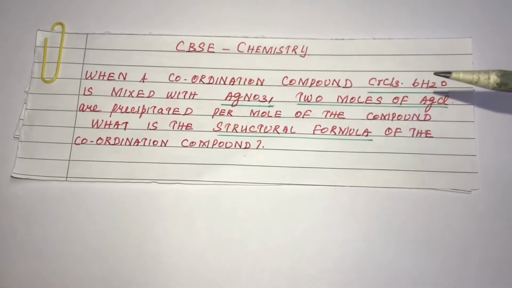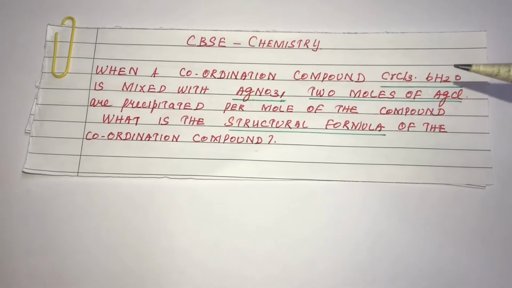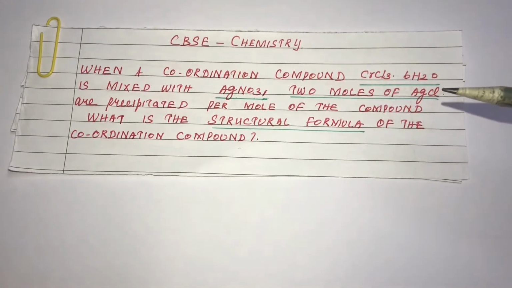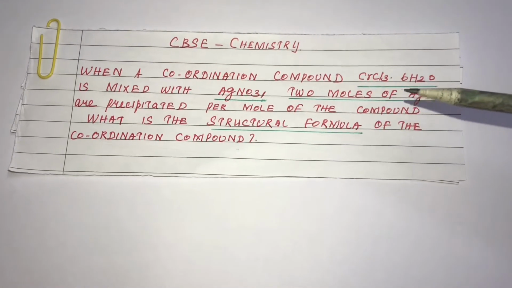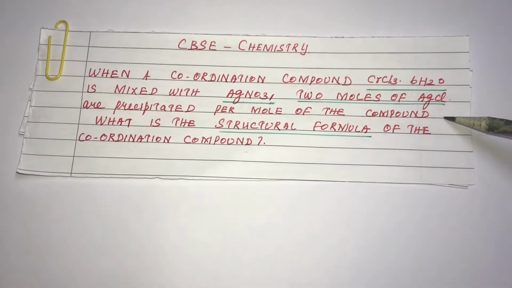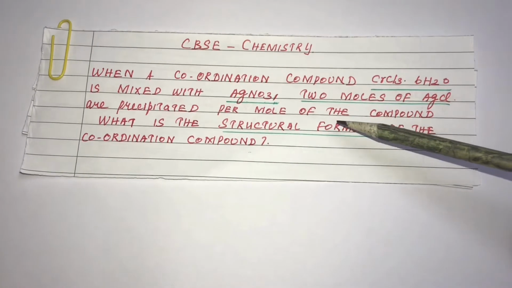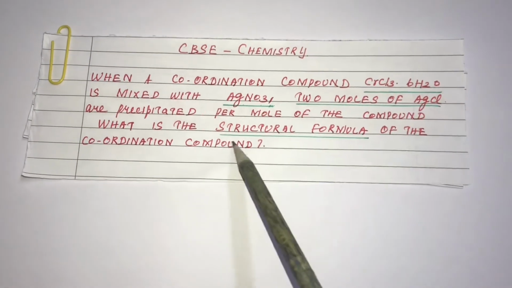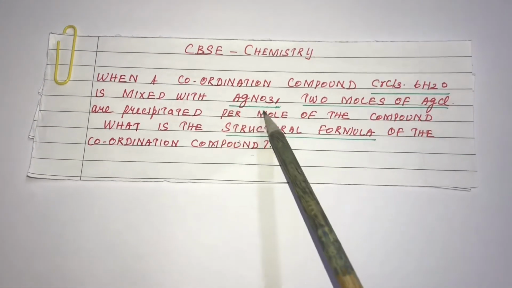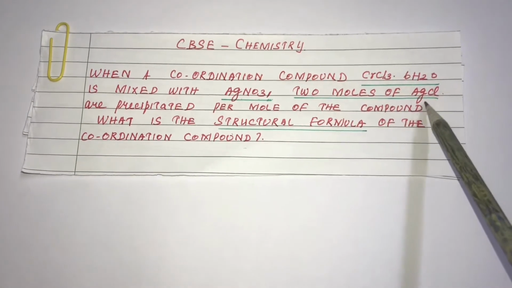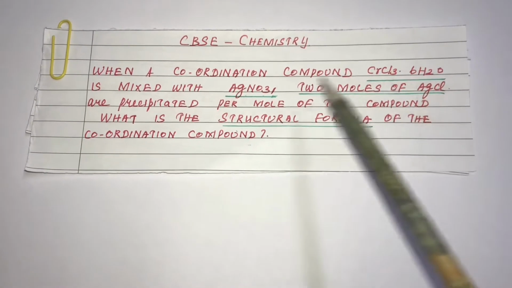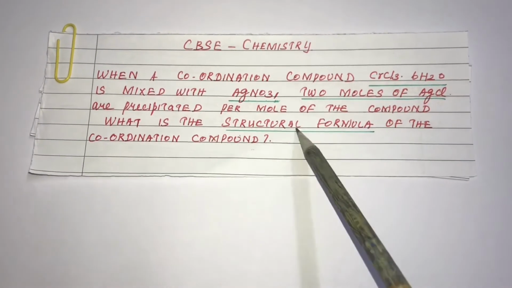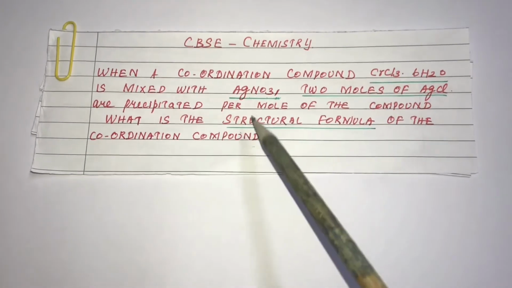In this video, we are going to see some of the questions asked in the CBSE exam. The first question: when a coordination compound of the formula CrCl3·6H2O is mixed with AgNO3, 2 moles of silver chloride are precipitated per mole of the compound. What is the structural formula of the coordination compound?